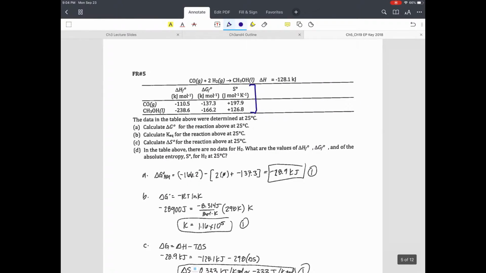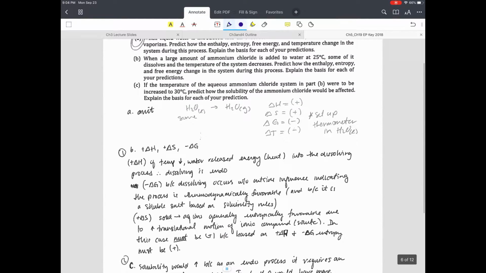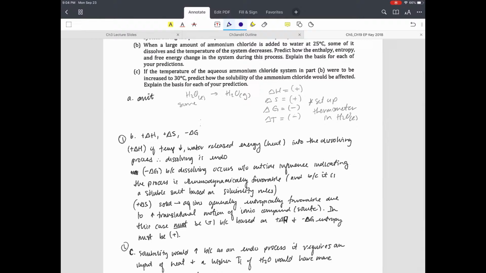Okay, next one I wanted to talk about is 6B. Reading this is just terrible, okay? So let's read. It says we have some ammonium chloride added at 25 degrees, and some dissolves. That gives you negative delta G. The temperature of the system decreases. That gives you your delta H, yes? The wording there is not stellar. It should say that the measured temperature decreases, in that this process is endothermic.